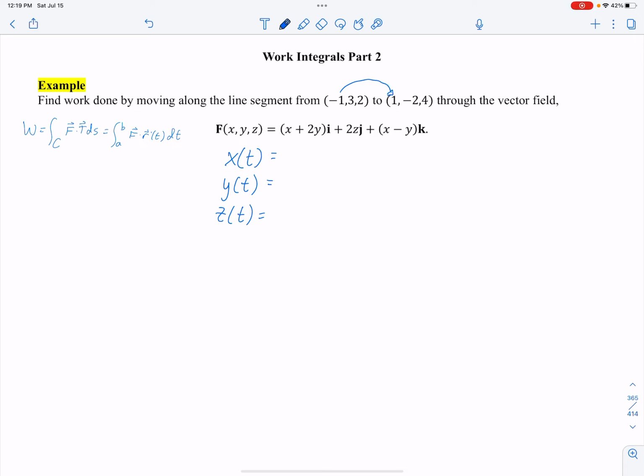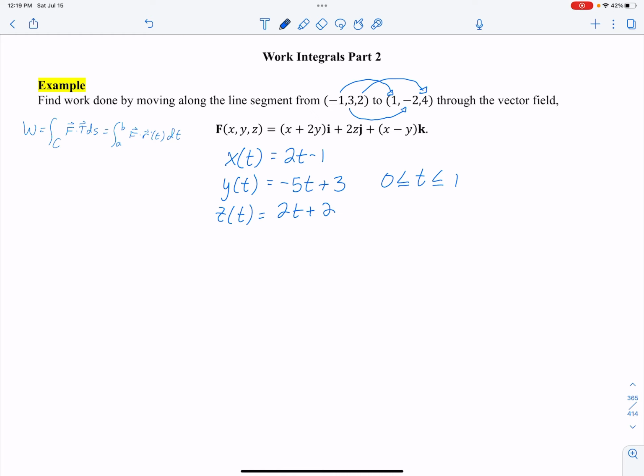Okay, it goes up by 2, so it's 2t minus 1, because where it started is minus 1. If I look at y, it's 3 down to negative 2. That's a negative 5 growth. And then I put plus 3 because that's where it started. And then the last thing is 2 up to 4. That's a 2t, but it started at 2. Anytime I do this, the t's are defined 0 to 1. The way that that's defined.